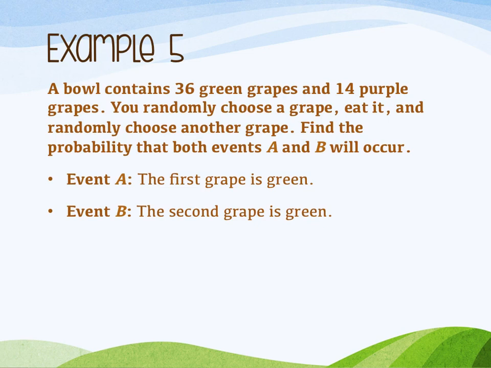Find the probability that both events A and B will occur. Event A is the first grape is green, and event B, the second grape is green. Is this dependent or independent? Dependent. So event A times event B given A has already happened. So how many green grapes are there? 36. And how many total grapes are there?